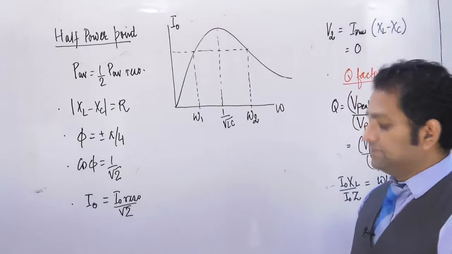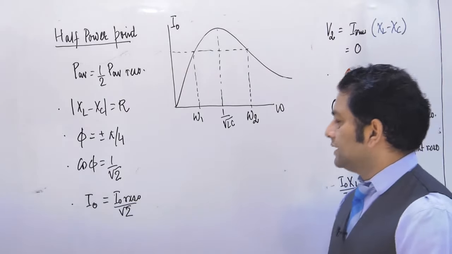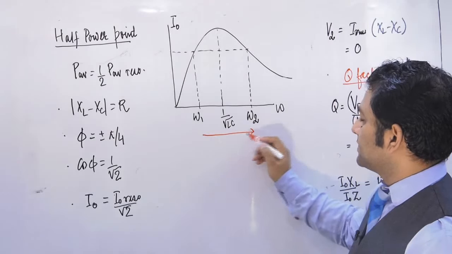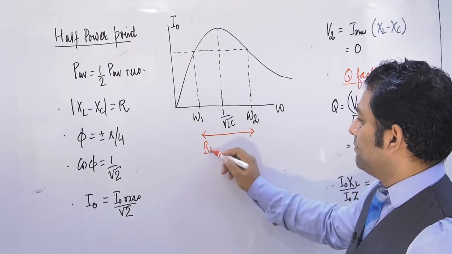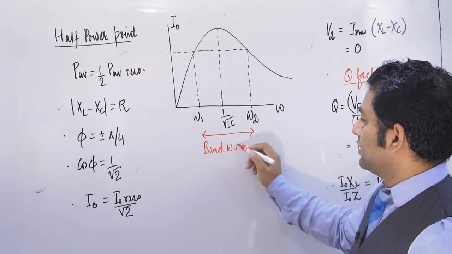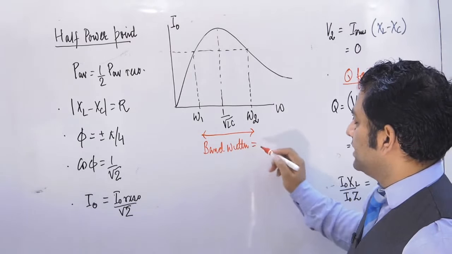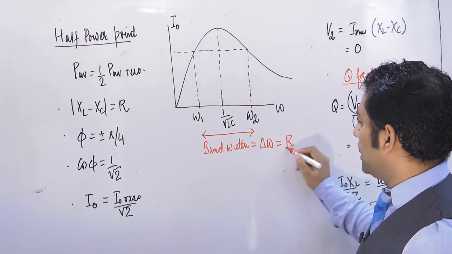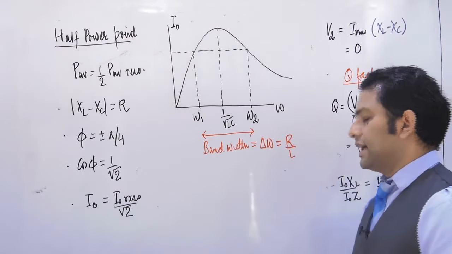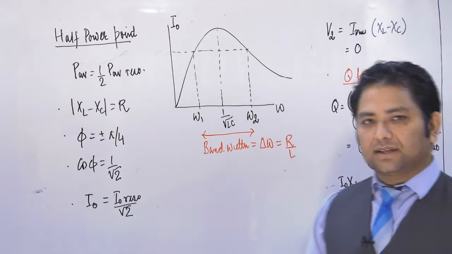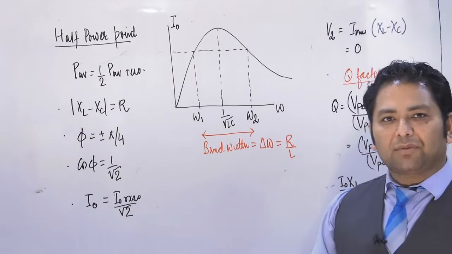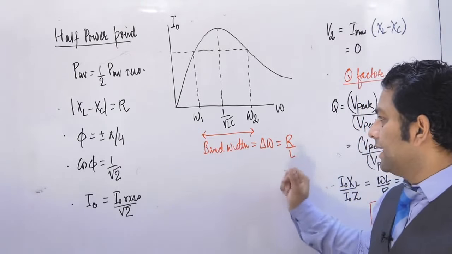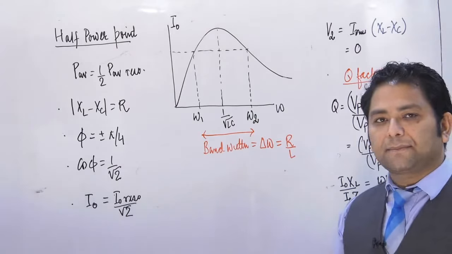Now let's try to see another thing. This particular fact is called the bandwidth, and that bandwidth is defined as delta omega, and that is equal to R by L. Remember, that is the bandwidth of a given circuit. Recall, L by R was the time constant, so L by R has a unit of time, R by L will have a unit of frequency.